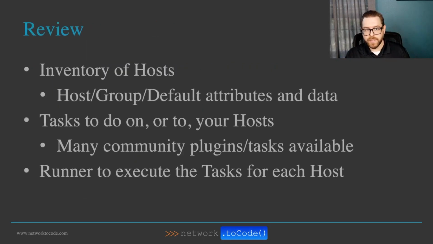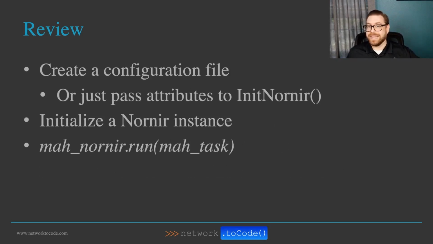So in the end, you have an inventory of hosts where there is host data or group data, and you have a default group as well that you can apply attributes to everything in your inventory unless it's overridden at the higher level, like group or host. You have tasks that you want to do to or on those hosts. And again, I've linked a couple times, there's a community listing of all kinds of available tasks and plugins already, or if one of those doesn't suit your need, it's easy to make one yourself. Then you have a runner to put the rubber to the road and actually run the task on the host. You need to create a configuration file to tell it what you want to do exactly, how to find the inventory, how many threads to use if you're using the threaded runner, things like that, how to log. And then you instantiate your Nornir and do .run. So that's it for our internals. And we'll talk about a couple of use cases really quickly, and then we'll wrap up.